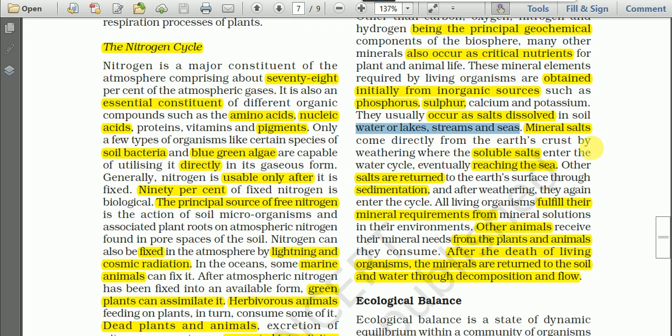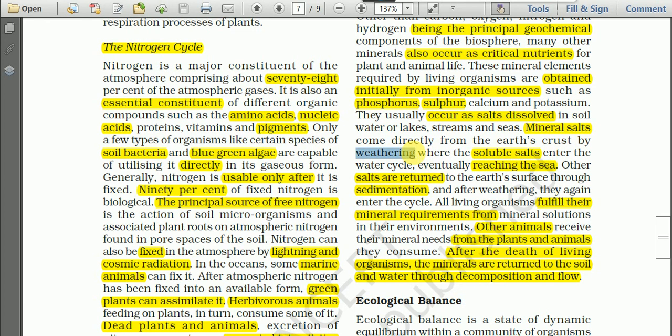And mineral salts come directly from the earth crust by weathering, where the soluble salt enters the cycle, eventually reaching the sea. Mineral salt, for example, we have different types of salt. For example, potassium, calcium, all these are different types of salt, and we have the sodium also. So all these soluble salts come directly from the earth crust by weathering.